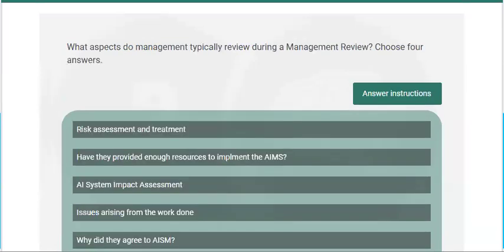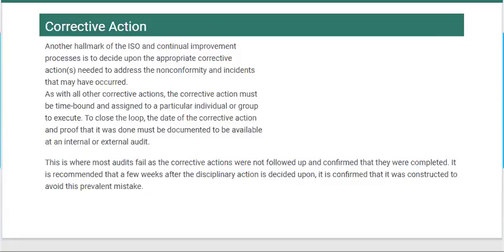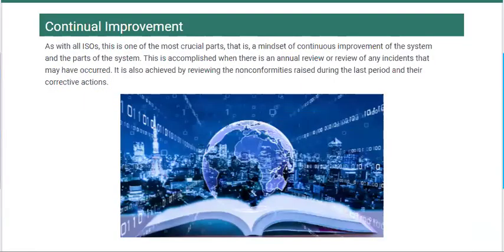Continual improvement. As with all ISOs, this is one of the most crucial parts, that is, a mindset of continuous improvement of the system and the parts of the system. This is accomplished when there is an annual review or review of any incidents that may have occurred. It is also achieved by reviewing the nonconformities raised during the last period and their corrective actions.